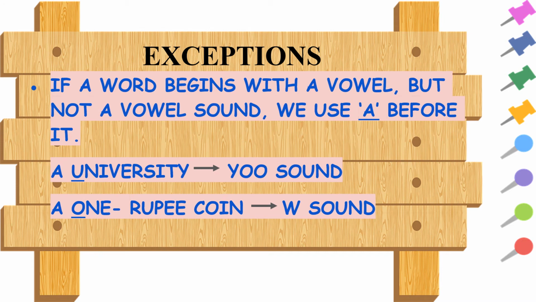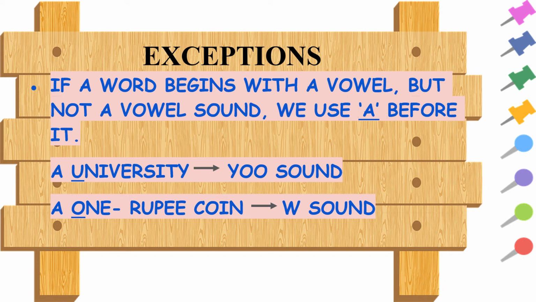There are always some exceptions in grammar, and even our indefinite articles have some. The first one is, if a word begins with a vowel but not a vowel sound, we use a before it. Example, a university. The word university, though starting with U, makes the sound which begins with Y, and that's why we are not going to put an with it, we are going to use a there.